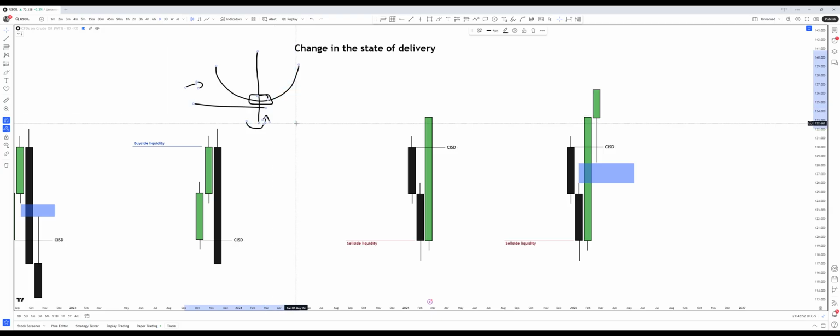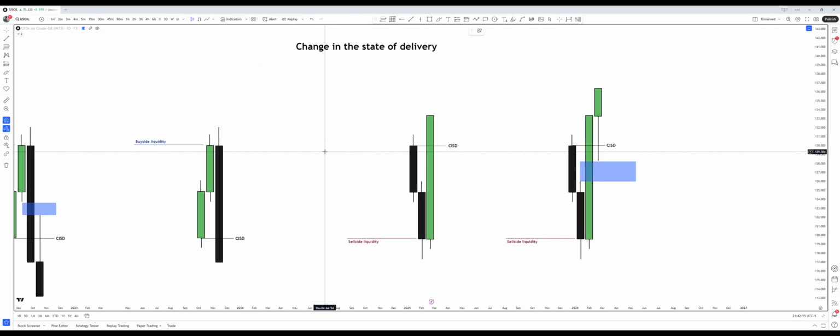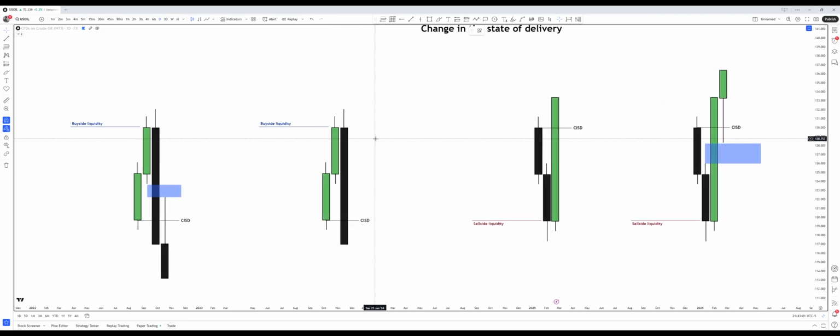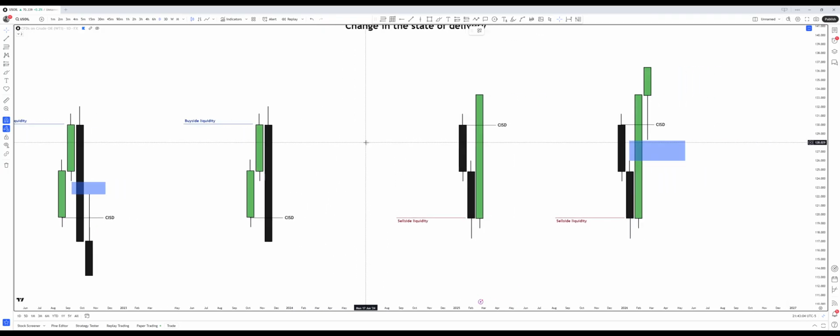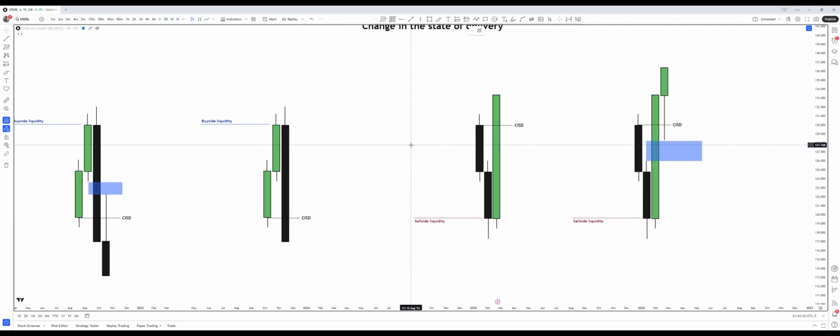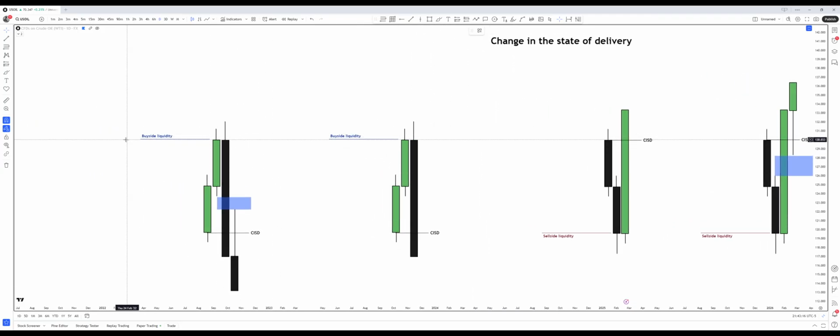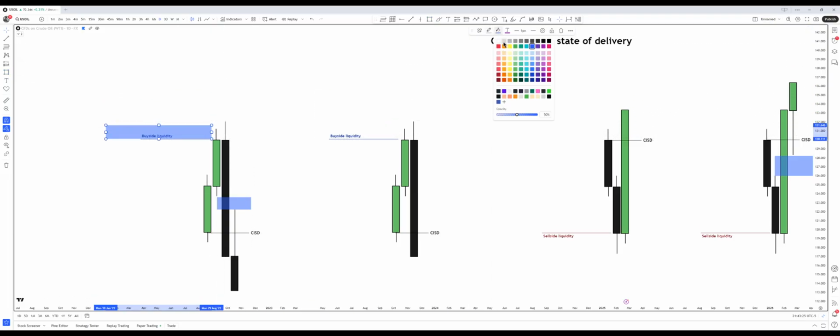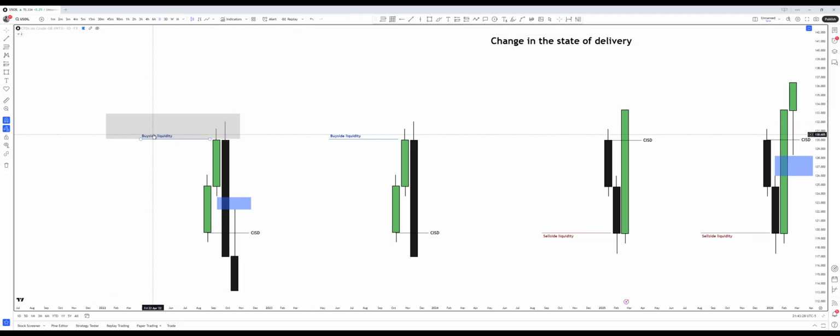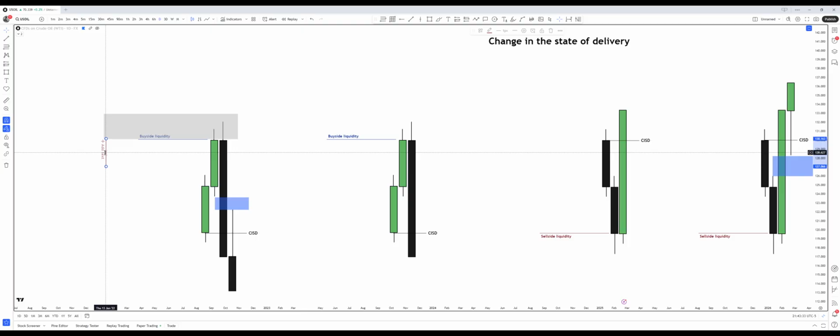So a change in the state of delivery needs to take out sell side or buy side liquidity. All right, so it needs to tap into a higher time frame key level slash PD array, which in the lower time frame is going to be our sell side or buy side. Let's say this buy side liquidity right here is a 15-minute bearish fair value gap. So the high of the fair value gap is going to be our 1 minute time frame buy side liquidity.